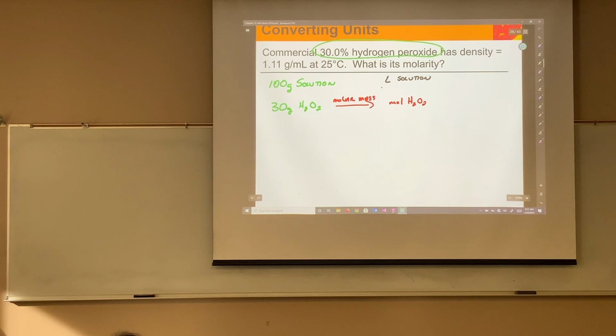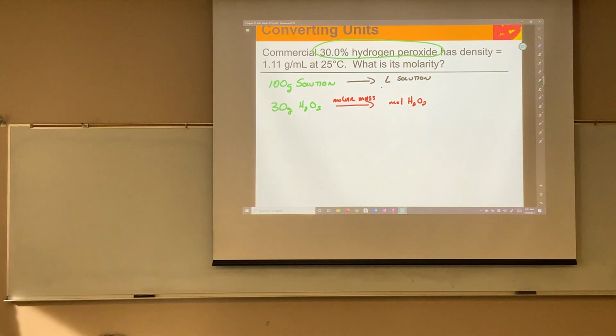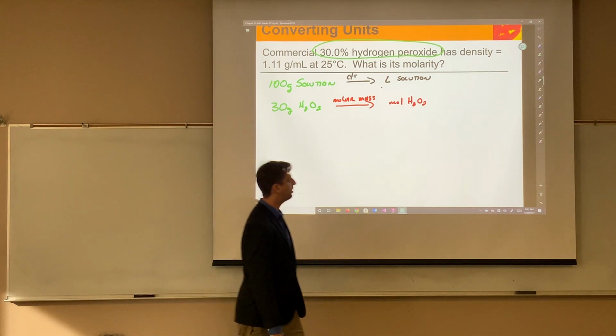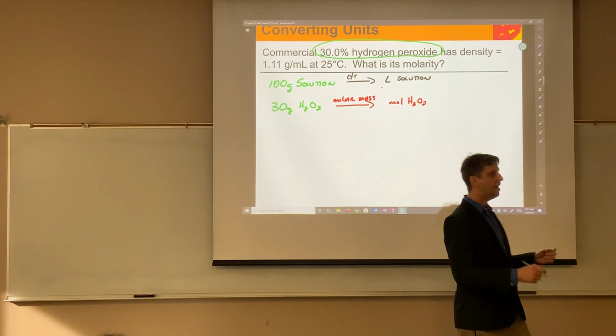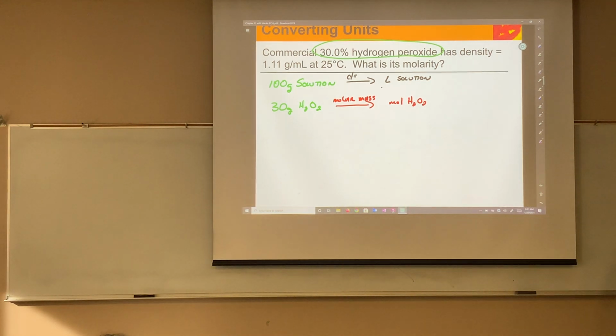How do we convert grams of something into liters of something? What information do we need? Density. Got it? What do I mean by 1.1 here? What's the question saying? I have a 30% solution, and its density is 1.1. Got it?